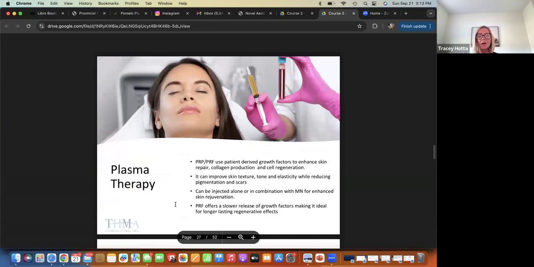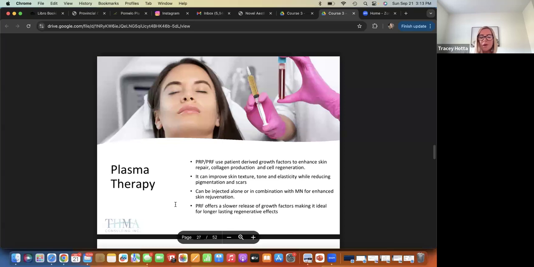Plasma therapy, PRF, PRP. These are very popular now in a lot of clinics across the world. They use your patient-derived growth factors to enhance skin repair, collagen production, and cell regeneration. It can also improve skin texture, tone, and elasticity, while reducing pigmentation and scars. It can be injected alone or in combination with microneedling for enhanced skin rejuvenation, and offers a slower release of growth factors, making it ideal for longer-lasting regenerative effects.